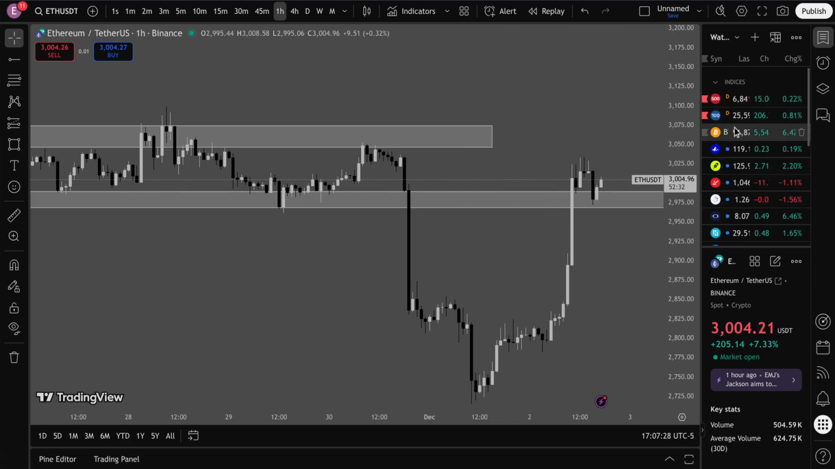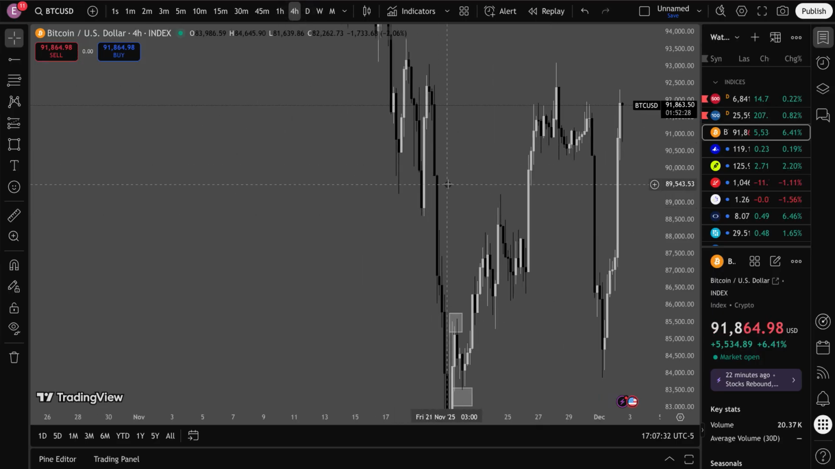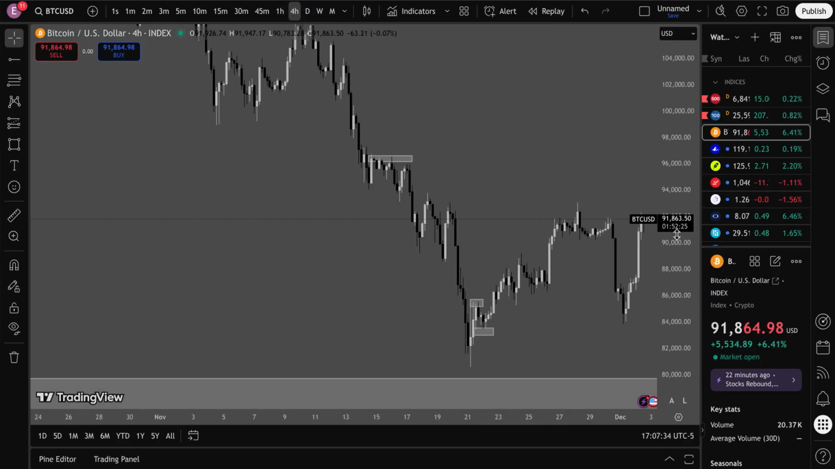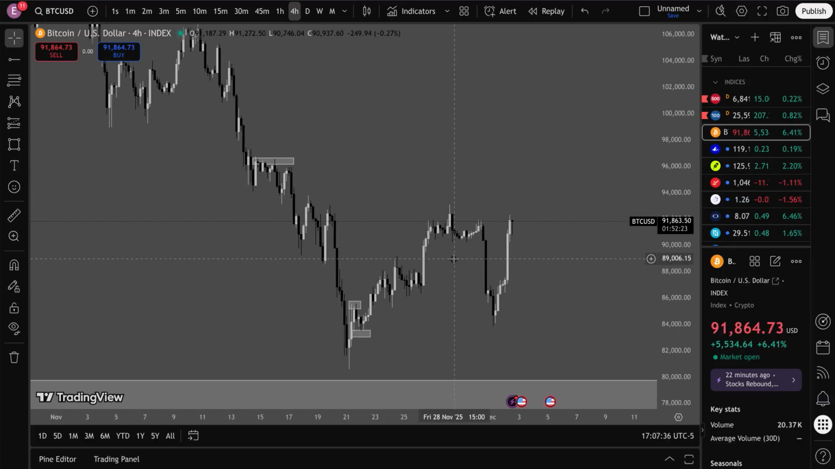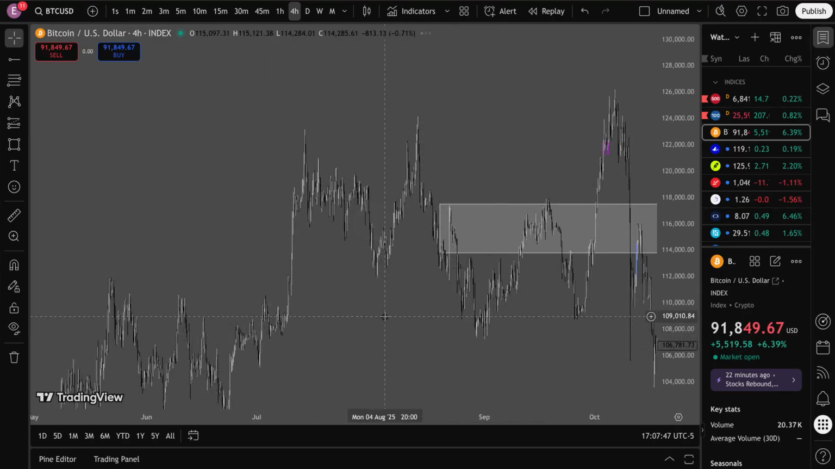That's another thing about crypto. Crypto moves very volatile, so when it's breaking support and resistance, it'll most likely be in huge moves, as you can see, like big move down, big move up. Okay. And yeah, here's our level.